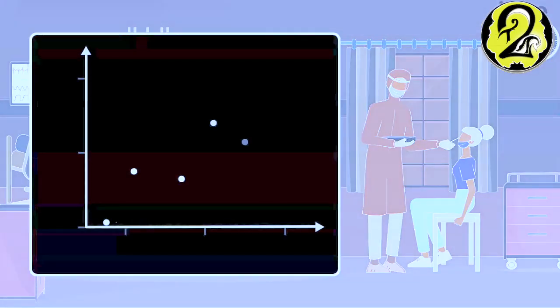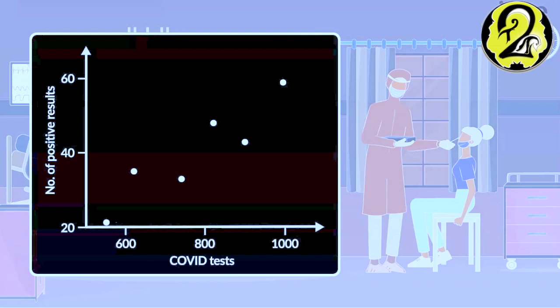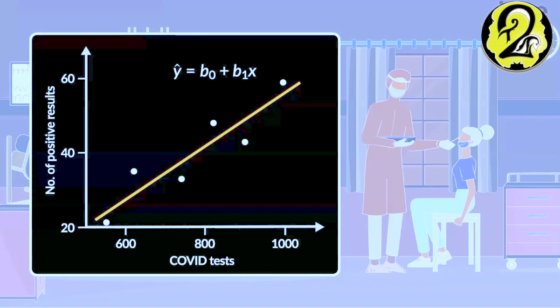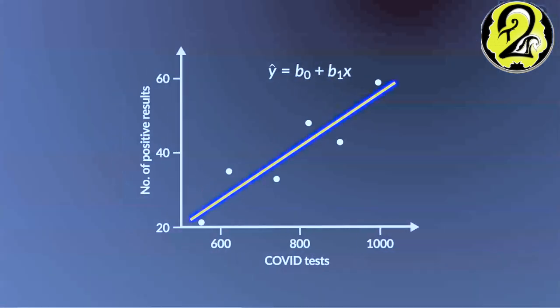Consider the weekly data for the number of positive results versus COVID tests during the pandemic. A regression line drawn on the scatter plot shows a linear trend between the variables. Whether this regression line is the best fit line is determined using residuals, the vertical distances of the original data points from the predicted values on the regression line.